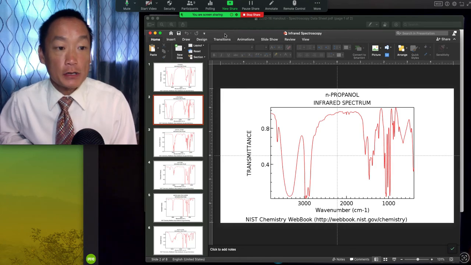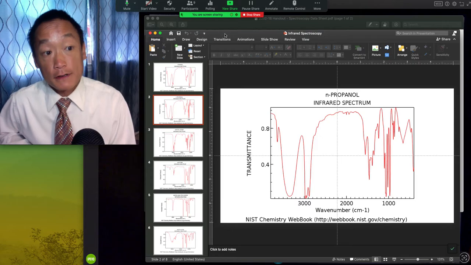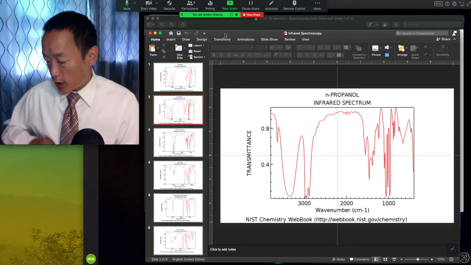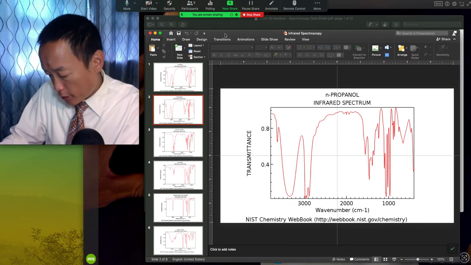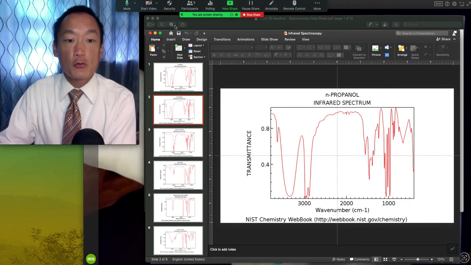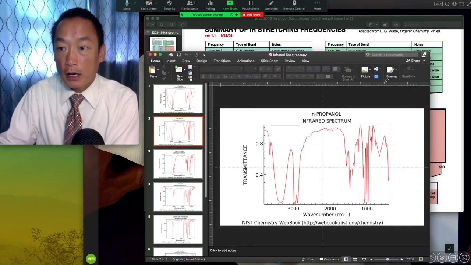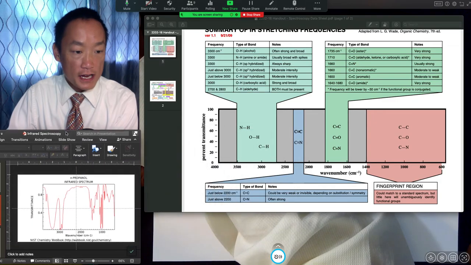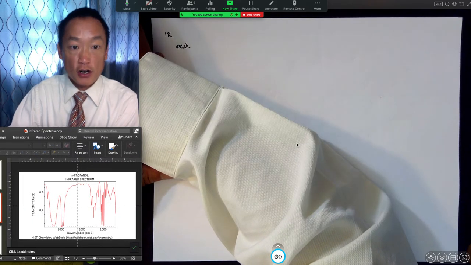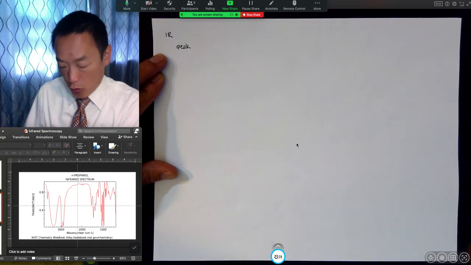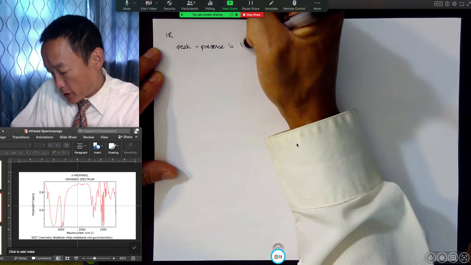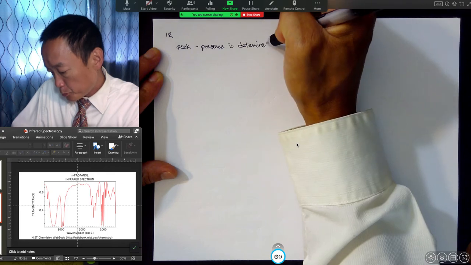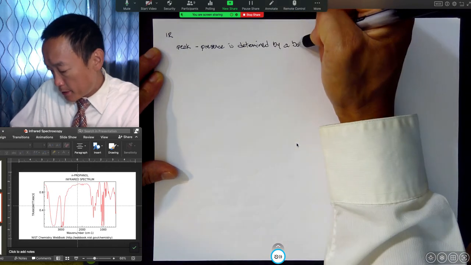I also want to be able to talk about just an artifact that we can kind of start to prove that different bonds have different types of energies as well. So when we're looking at IR, a peak. If we're looking at an IR spectrum, what gives rise to the presence of a peak, period? That's what I'm going to start with. What gives rise to the peak being there? Well, a peak presence is determined by a bond in the molecule.